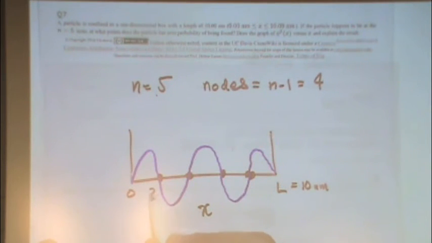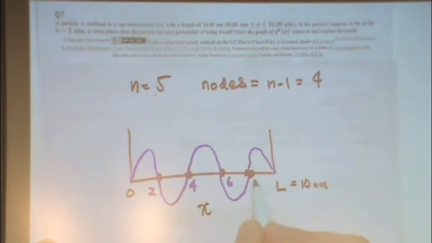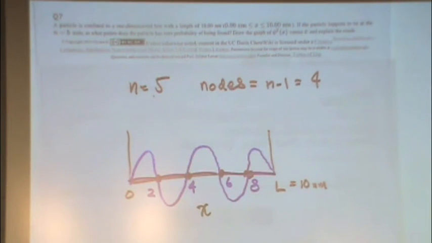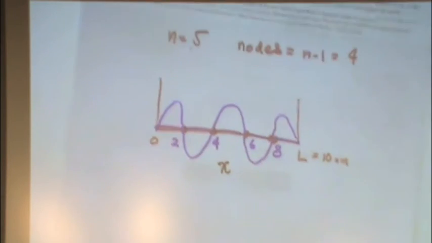I'll just tell you. I think you know, but 2, 4, 6, 8. How else can you divide through by 5? You see what I mean? There's 5 segments, 1, 2, 3, 4, 5. That means each segment has a length of 2. So at 2 nanometers, 4 nanometers, 6 nanometers, 8 nanometers, not including the endpoints of the box, the 0 and 10 point. Is that okay?